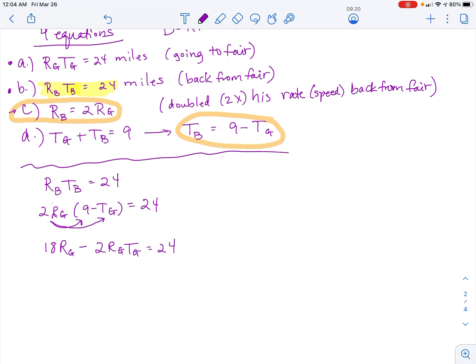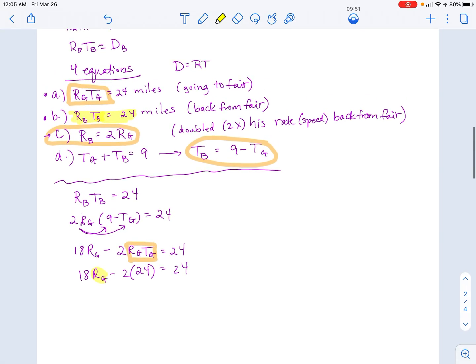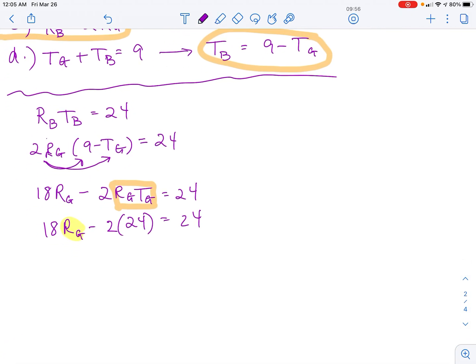Is there anything else I can substitute in? Yes, there is. Look right here. We have a value for R sub G T sub G. So right down here, we're going to put in that value, 24. So let's rewrite 18R sub G minus 2 times 24 equals 24. Now let's just do the math here. Notice what happened. This is why this turns out to be a beautiful thing, because now I'm finally left with just one variable. I can solve for the rate. In other words, how fast did he travel going to the fair? That's what we're going to solve for here. So let's just work this out.